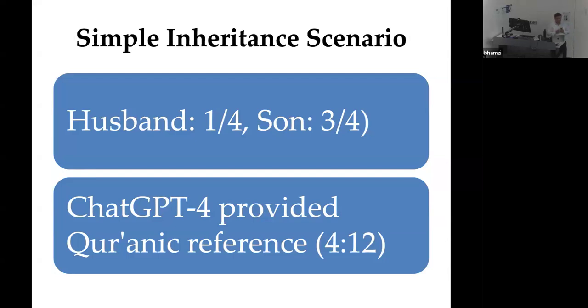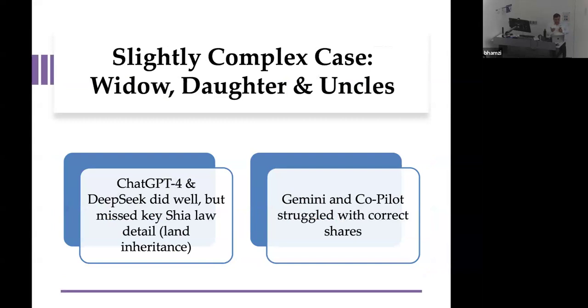Somebody passed away, leaving behind a husband and son. So the husband will receive 1/4. If there were no children, the husband would have received 1/2, and the son would receive 3/4. ChatGPT provided not only the answer, but also a specific reference to the relevant Quranic verse, that is Surah Nisa, verse number 12.